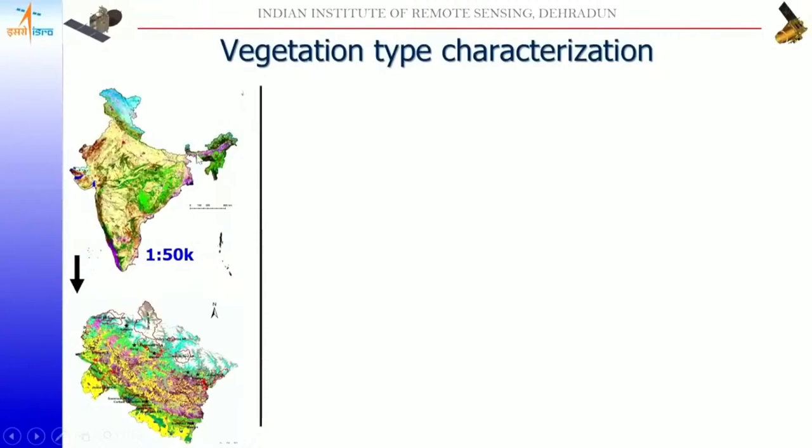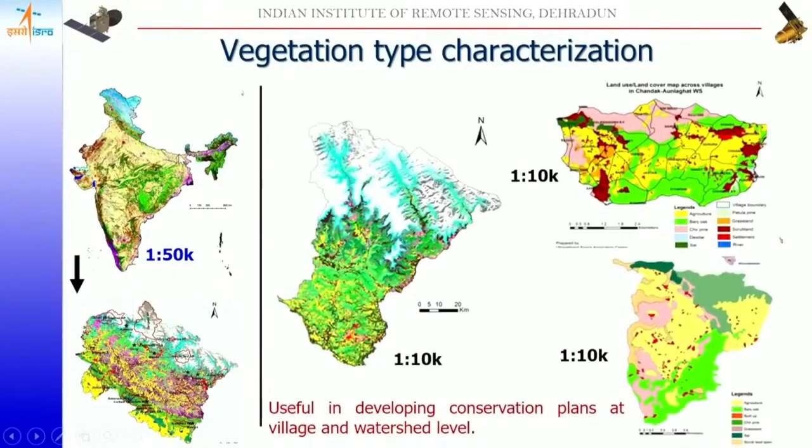These exercises were already done at the landscape level, and country-wide exercises were conducted in the recent past. It depends on the area what will be the scale of the output maps, because if you see in the countrywide scale, the 1:50,000 map scale will be good for characterizing or the prioritization of the area for the biodiversity conservation point of view, or the prioritization of the habitats or the larger area for the conservation.